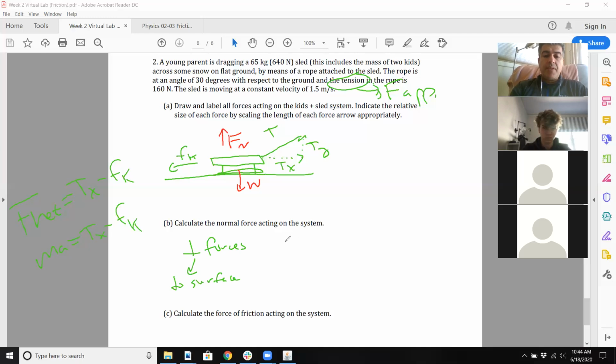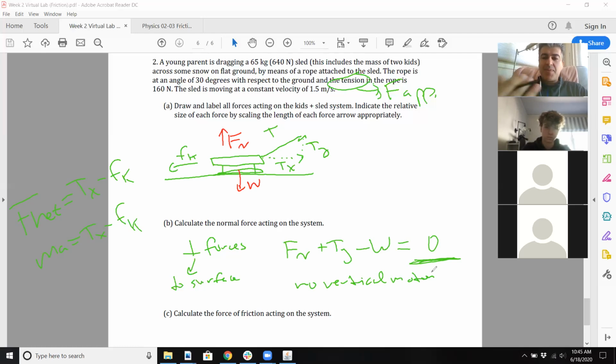So Fn plus Ty minus W, what must all that equal? 0. Exactly. Because there's no vertical motion. You're not going to set it equal to Ma because you're not moving up or down. So that's how they balance out.